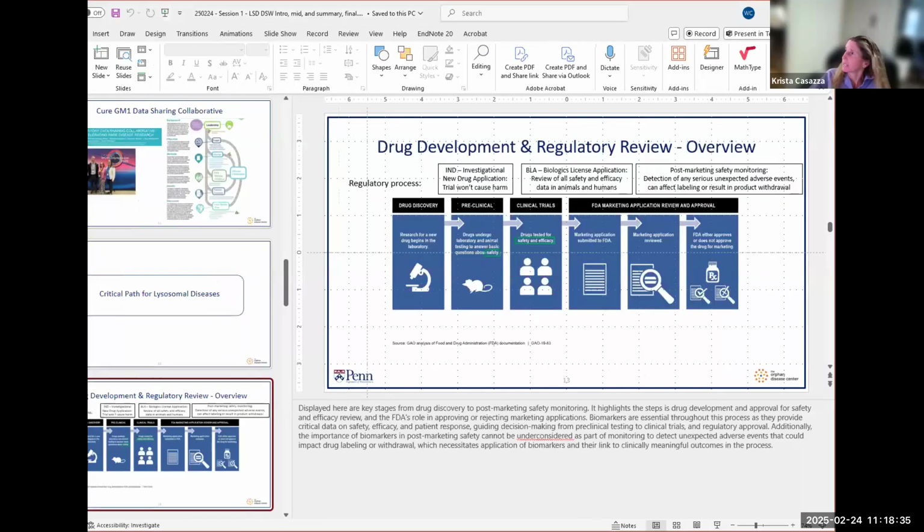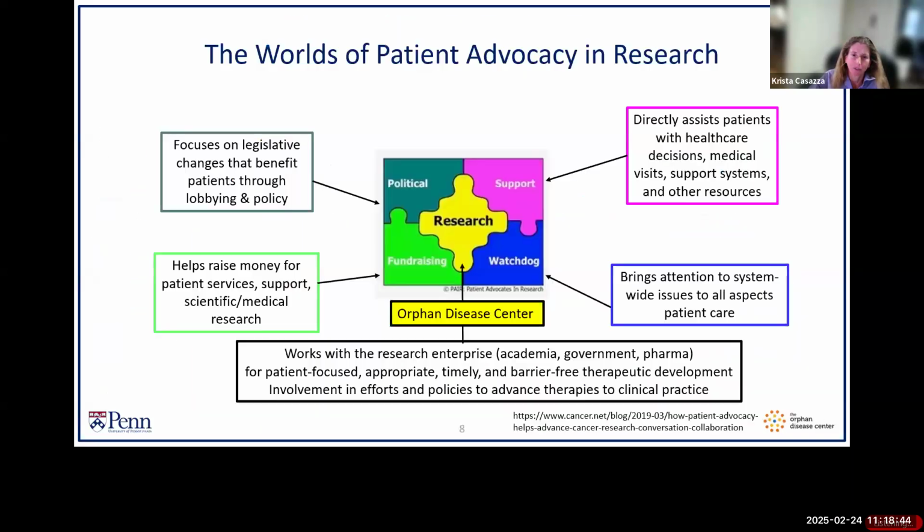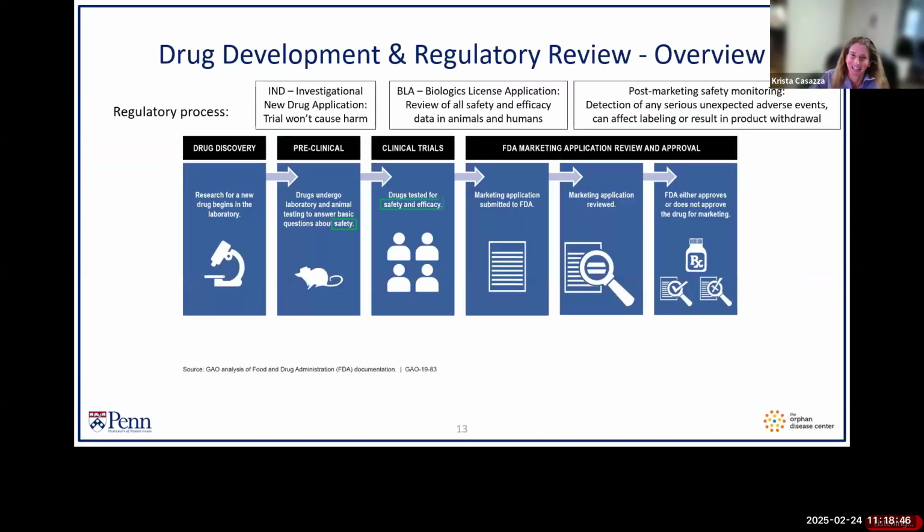Okay, sorry. Displayed here are the key stages from drug discovery to post-market safety monitoring. So it specifically highlights the development and approval for safety and efficacy, and in this case, the FDA, but we are obviously internationally working with global stakeholders. But this represents the FDA's role in approving or rejecting applications.